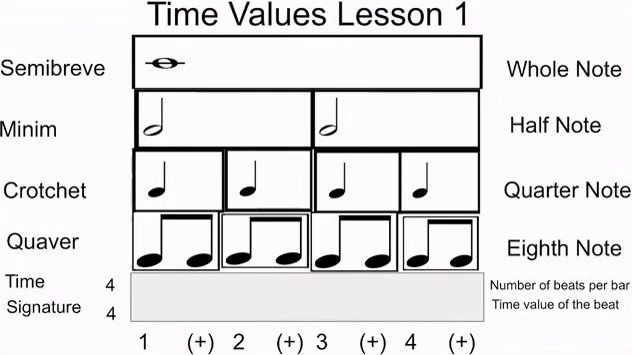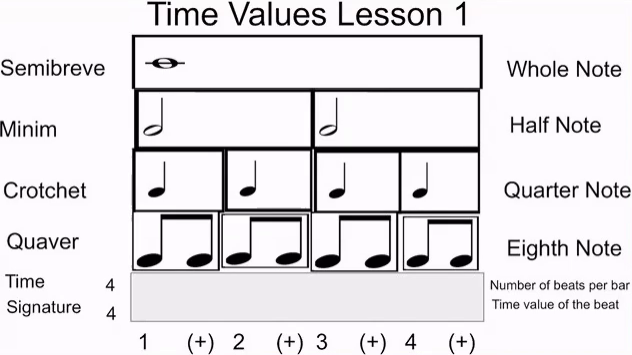Time values, lesson 1. We write musical notes in a variety of ways to indicate what their time value is. When you're reading music, you're actually reading a very complicated set of instructions telling you all kinds of things, but the main two things are which notes to play, we call that the pitch, and also how long to play the notes for, that's their time value.